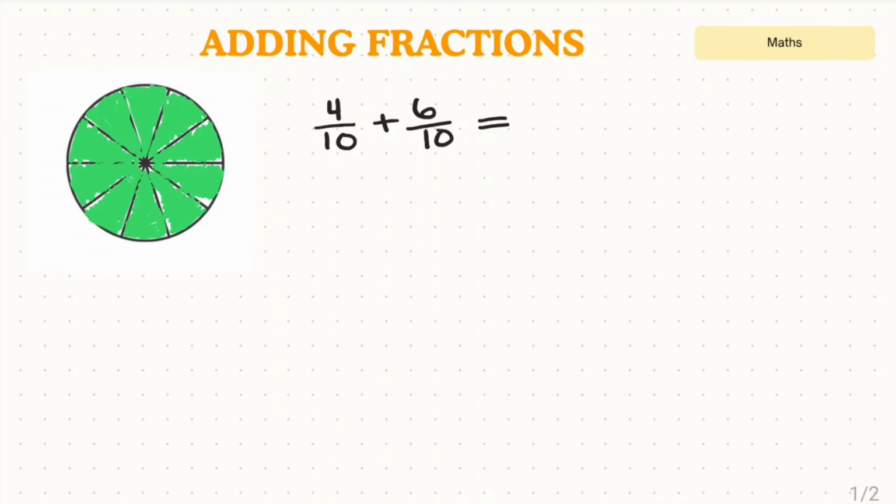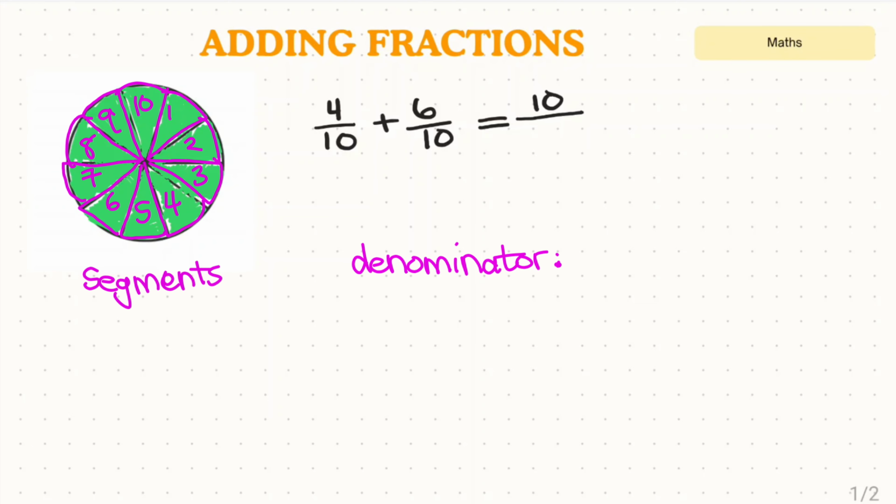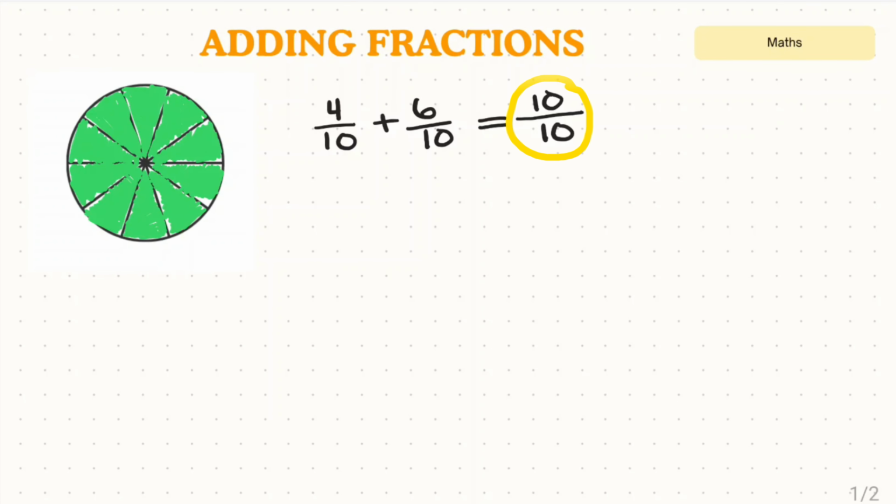Now that all the segments are shaded in, I can write my answer as how many shaded segments I have, which is 10, and my denominator is how many segments my shape was cut into, and that was also 10. So here I have a fraction 10 over 10. And that gives us 1. My whole shape is shaded in, and that's 1.